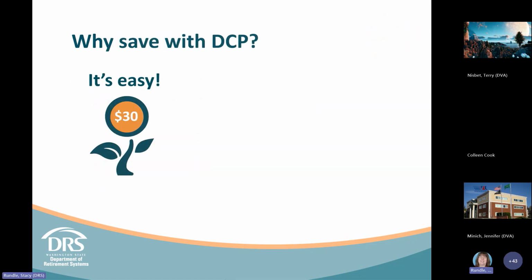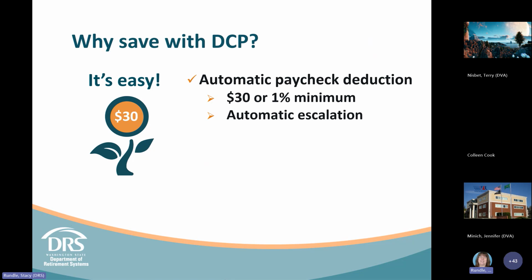It's really easy to contribute to DCP. You can enroll with as little as $30 per month or 1% of your salary, and it's automatically deducted from your paycheck. You can also set up automatic escalation, so your contributions will automatically increase over time.